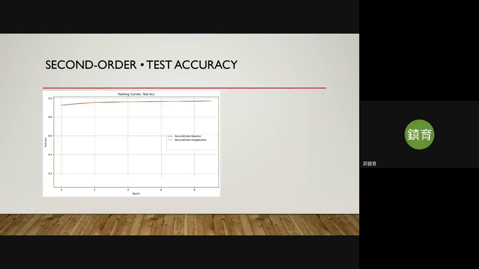Okay, so let's move on to the last one, which is the test accuracy, which is still similar to the previous slides. Okay, so that is all for our presentation.